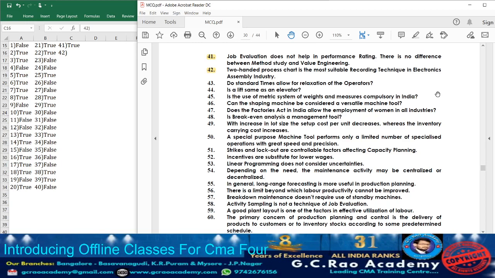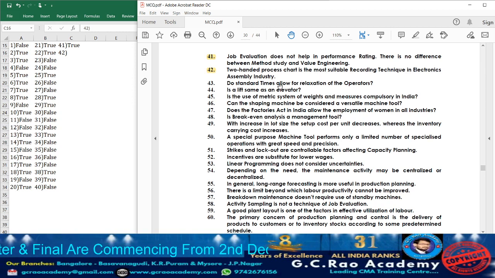What is a two-handed process chart? We can tell the two-handed process chart is a detailed process chart in which the activities of the worker's hands or limbs are recorded in their relationship with one another. Means whatever activities the worker's hands and limbs perform with one another will be recorded under the two-hand process chart.